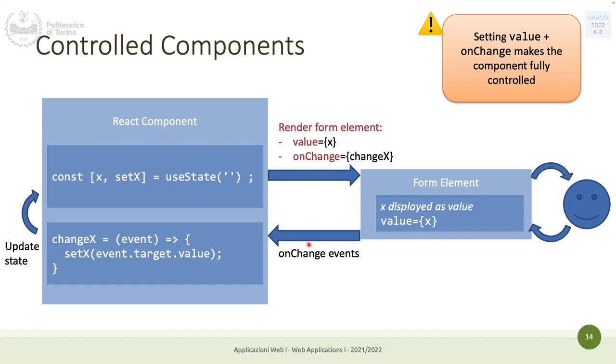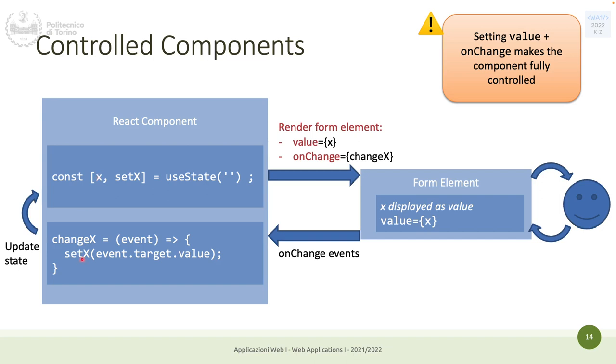When you have the onChange event, you type something in the form, or you delete something, etc., the onChange is triggered, the handler within the onChange is called, that changes x, and to change x we call setX. That is the way to change the state of x, the one that is in the value. So actually you are changing the content of value while you type something.